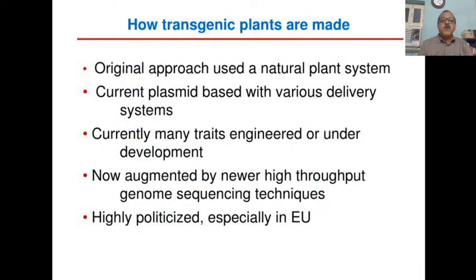How transgenic plants are made. The original approach used a natural plant system. Currently, plasmid-based approaches with various delivery systems are used in order to produce transgenic plants. Currently, many traits are engineered or under development, now augmented by newer high-throughput gene sequencing techniques, and highly politicized, especially in the European Union.